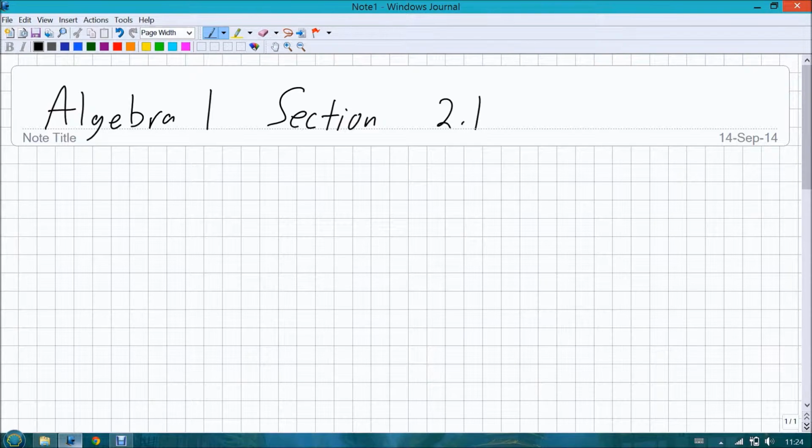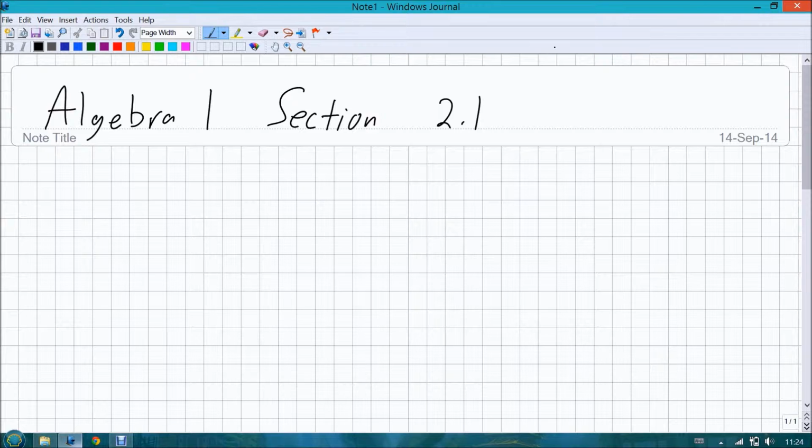We are now in section 2.1, and I am stoked. I have just finished grading the tests for this year, and they are awesome. I have never had a class do as well on their first test in Algebra 1 as this one. So, good job. Kudos to you guys, and let's get started with our next section.